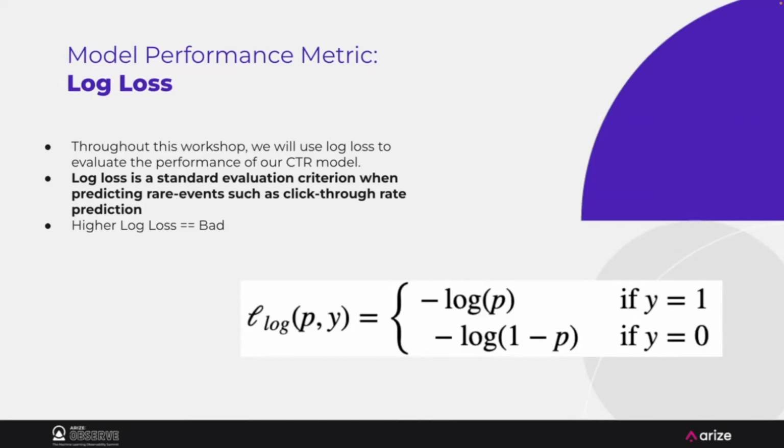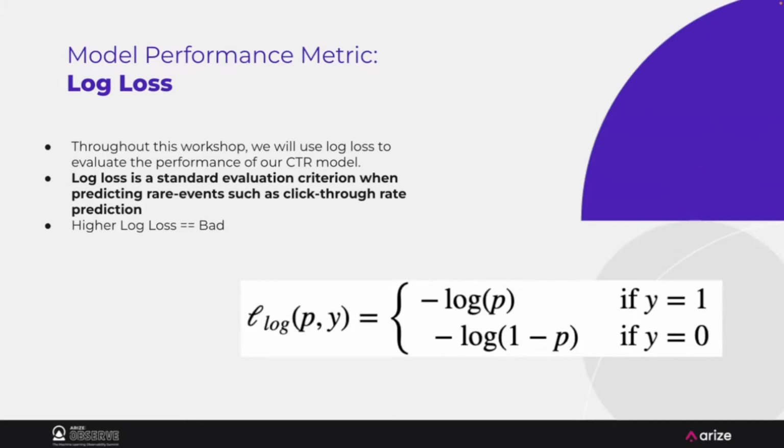So for our click-through rate model, we will be using log loss. Now, log loss is a pretty standard evaluation metric when predicting rare events, such as click-through rate prediction, right? Because imagine out of how many ads you've seen, how many do you generally click? And according to Google, it's maybe 1 to 3%, kind of in that range.